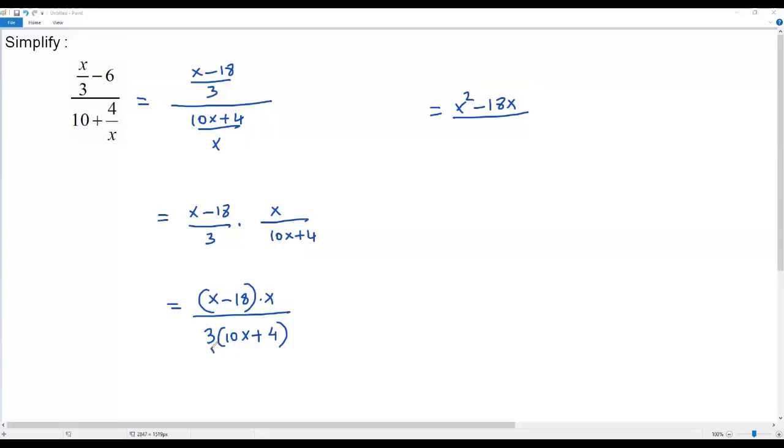And now we have to distribute this 3 to 10x and positive 4 in the denominator. When I do so, I'm getting 30x plus 12. So this is the simplification of the given complex fraction.